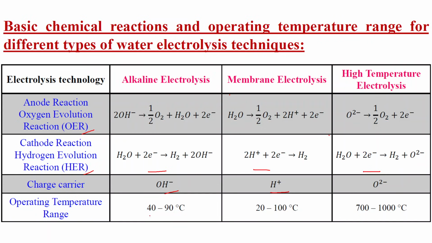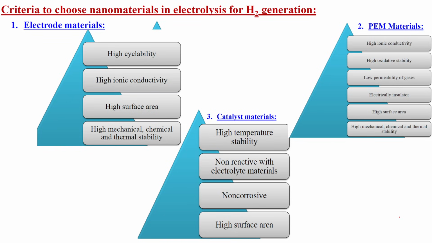And the temperature range is like this: alkaline electrolysis takes place in the range of 40 to 90 degrees C. Then membrane electrolysis takes place in the range of 20 to 100 degrees C. Whereas steam electrolysis takes place at a much higher temperature of 700 to 1000 degrees C. Now coming on to some of the criteria to choose nanomaterials in electrolysis for hydrogen generation.